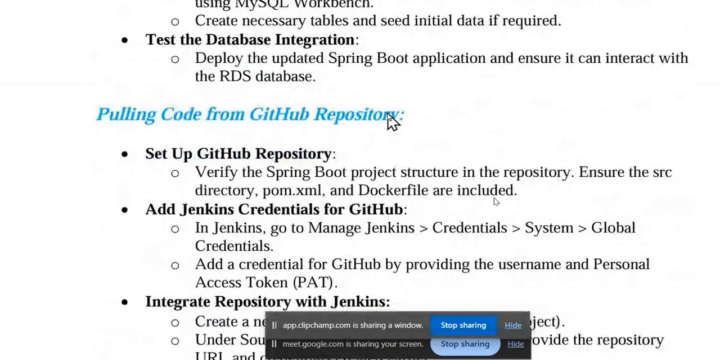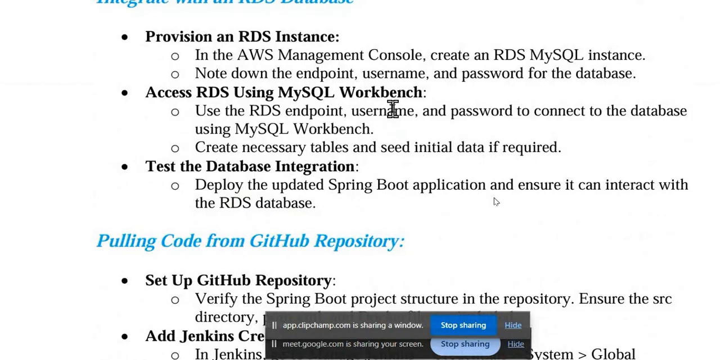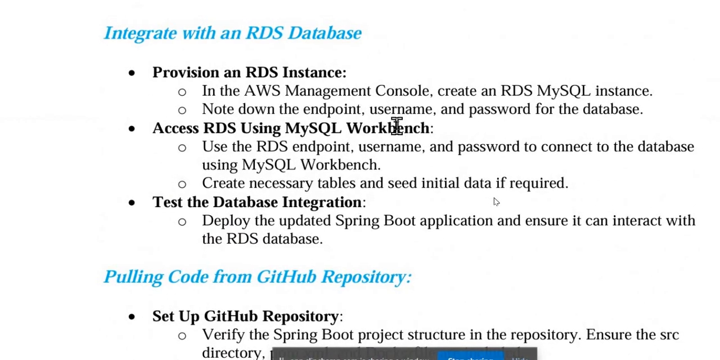Here we have the integration, that is, the implementation part. How are we going to integrate from scratch? First, provisioning an RDS instance. It is very important to store any data-related things, so we need to have a database. Since we are going with the AWS ecosystem, here we will go with RDS.